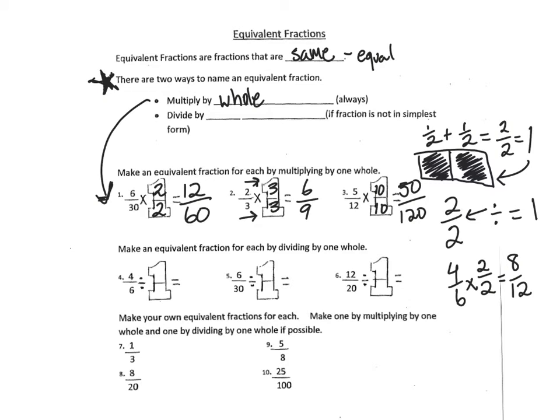Okay, the next part is, it says divide. Okay, so I'm going to do the same thing here. It says divide by a whole. So I'm going to write a whole there, and if you want to write a one, I guess you can. So divide by a whole. And then it says if the fraction is not in simplest form.